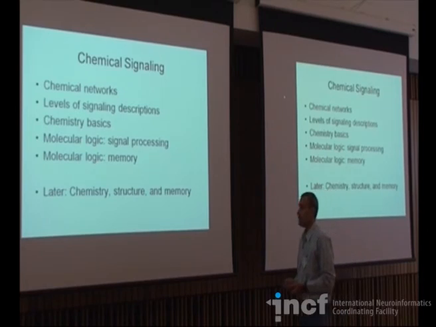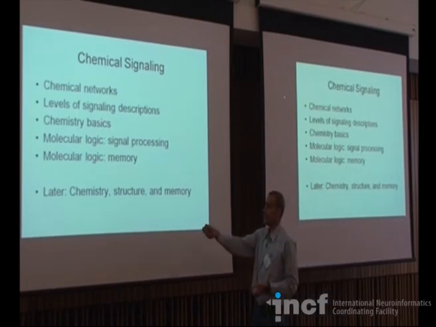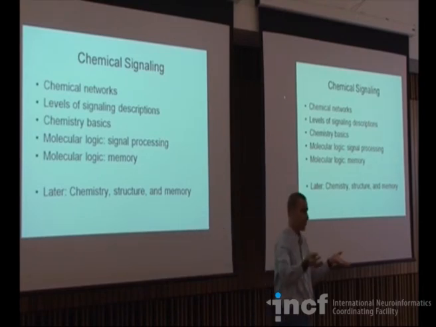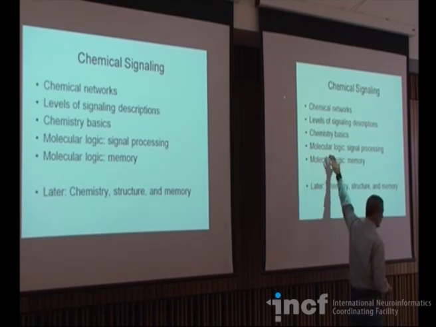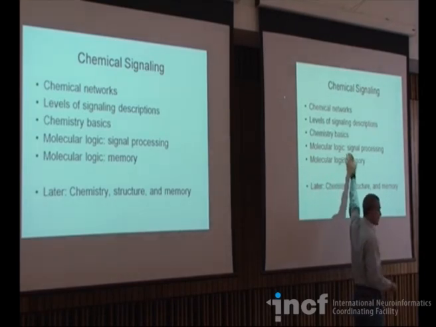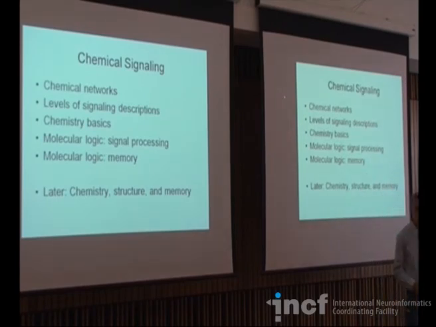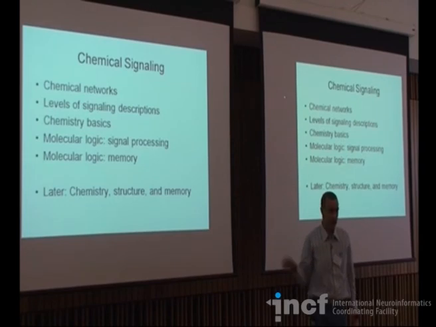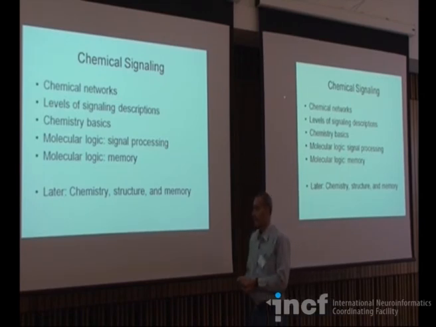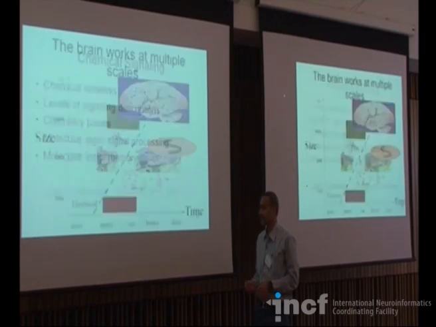Okay, so what I've done is I've discussed chemical networks, levels of signaling, whether it's test tube level or compartmental or 3D reaction diffusion. We've gone over some chemical basics, and we've discussed some of the kinds of signal processing that you can do through chemistry. And then finally, we've had a glimpse of memory, which I think is one of the very interesting applications of chemical signaling in how the brain works. And we'd like to look a bit more at this. That'll be in the next lecture.